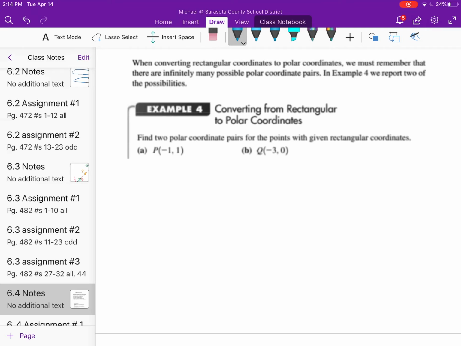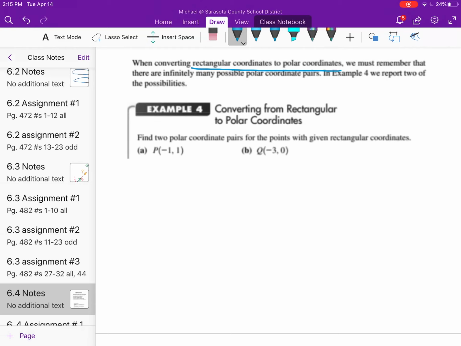In this video we are going to talk about converting from rectangular coordinates to polar coordinates, as we are still in our unit all about the polar coordinate system. A couple things to keep in mind as we get going. When we convert rectangular coordinates to polar coordinates, we have to realize that there are infinitely many possible polar coordinate pairs. That's basically the idea of going around and around a circle over and over again. Every time you add 2 pi radians, you end up at the exact same spot, even though you could change the values of the direction angle.